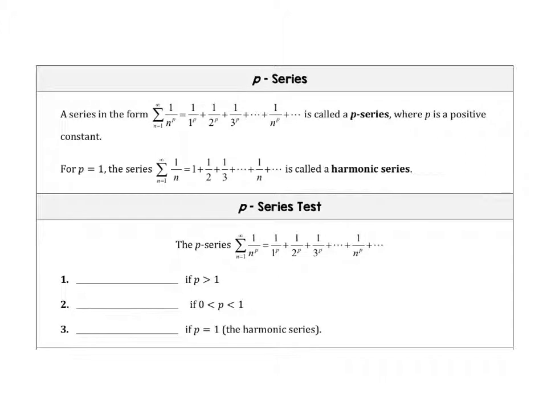So for the first one, we see that when p, which again is your exponent through here, is greater than 1, then our series will converge by the p-series test. But if p is between 0 and 1, or if p is 1, which is the harmonic series, then both of these will diverge. And a good place to remember that, again, p greater than 1, so I know 1 over n squared is going to converge. And then down here, 1 over n will diverge.